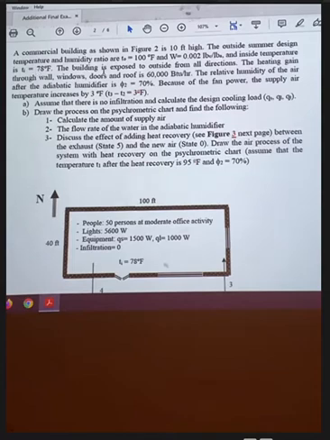The building is exposed to outside from all directions. The heat gain through walls, windows, doors is given as 60,000 BTU per hour. The relative humidity of the air after the adiabatic humidifier is equal to 70%. Because of the fan, the supply air temperature increased by 3 degrees. So assume that there is no infiltration and calculate the design cooling load.